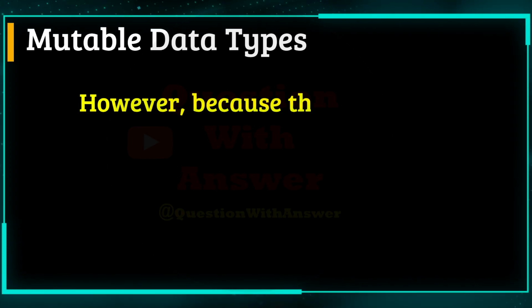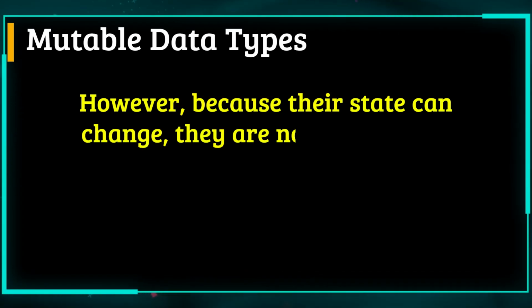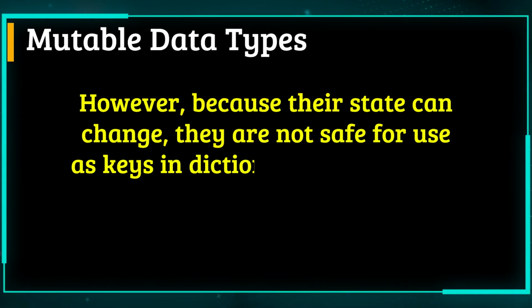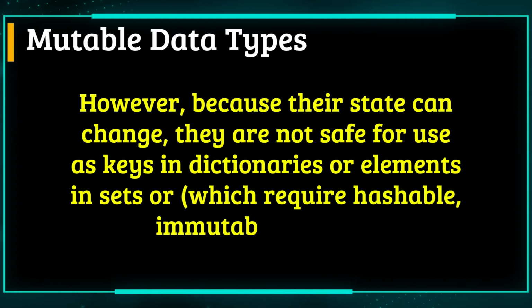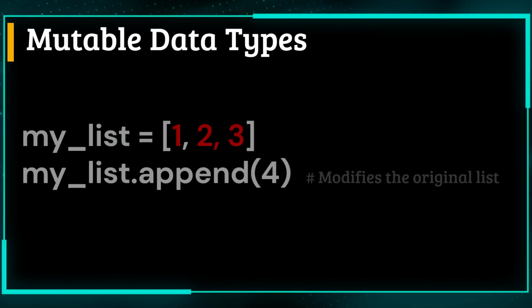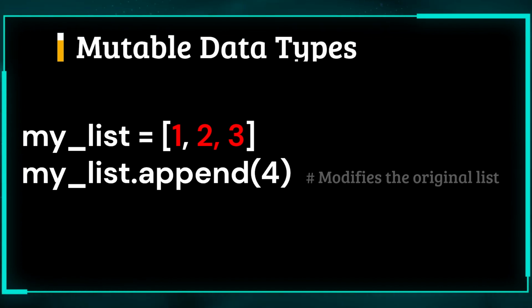However, because their state can change, they are not safe for use as keys in dictionaries or elements in sets, which require hashable, immutable objects. Here is the example of mutable data types.